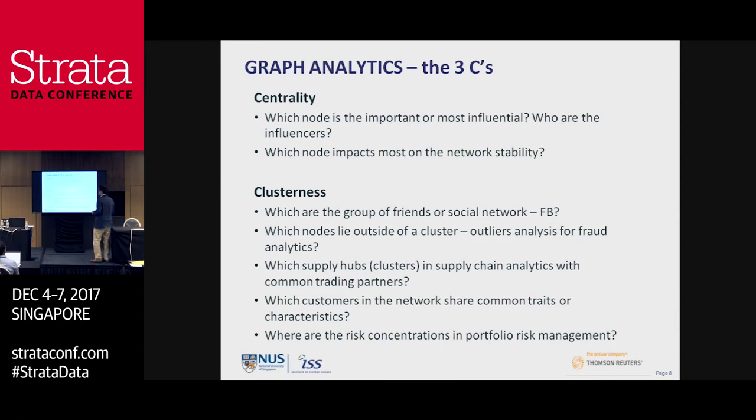The third one is supply hubs in supply chain analytics. This I'll let my colleague talk about later in more detail. And then, which customers in the network share common traits or characteristics? This again is where you try to find the common themes, and some techniques you use include K-means clustering. The last one on this list is where the risk concentrations are in portfolio risk management.